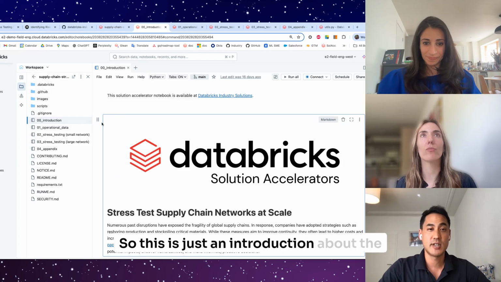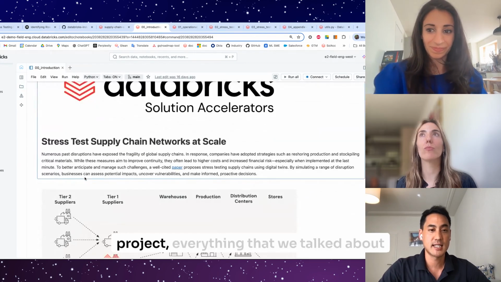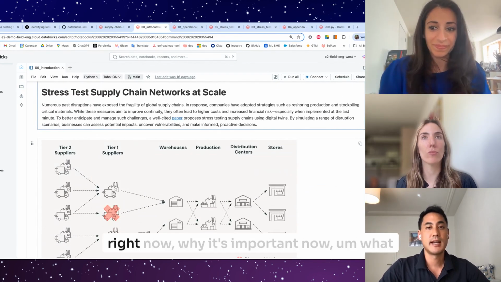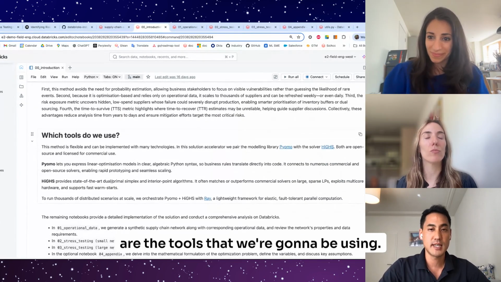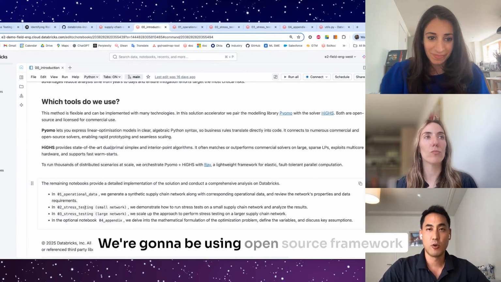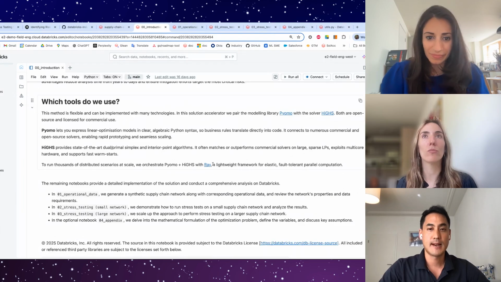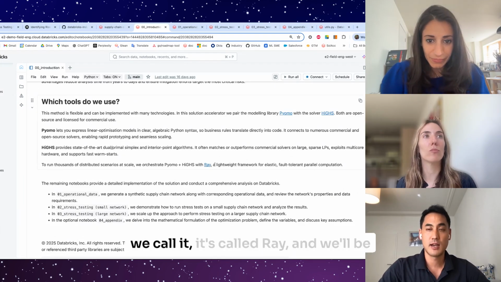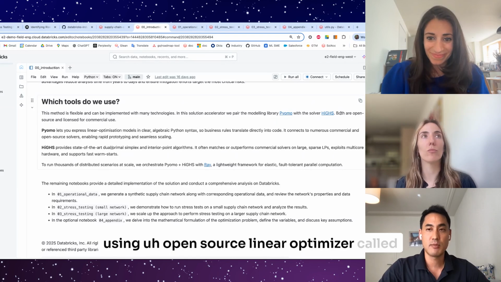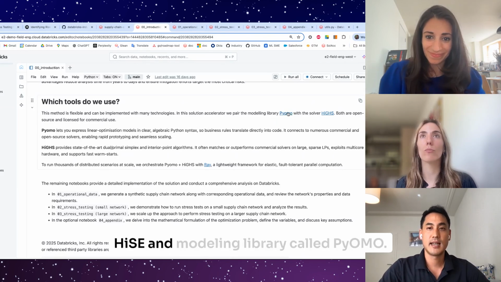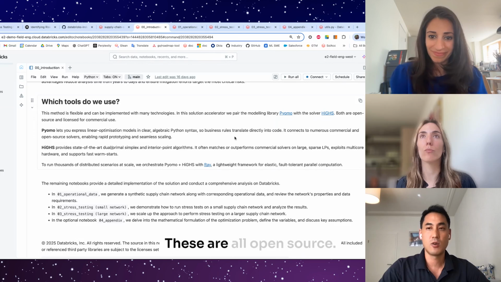This is just an introduction about the project, everything that we talked about right now, why it's important now, what are the tools that we're going to be using. We're going to be using an open source framework for distributed compute called Ray. And we'll be using an open source linear optimizer called HiGHS and a modeling library called Pyomo. These are all open source.